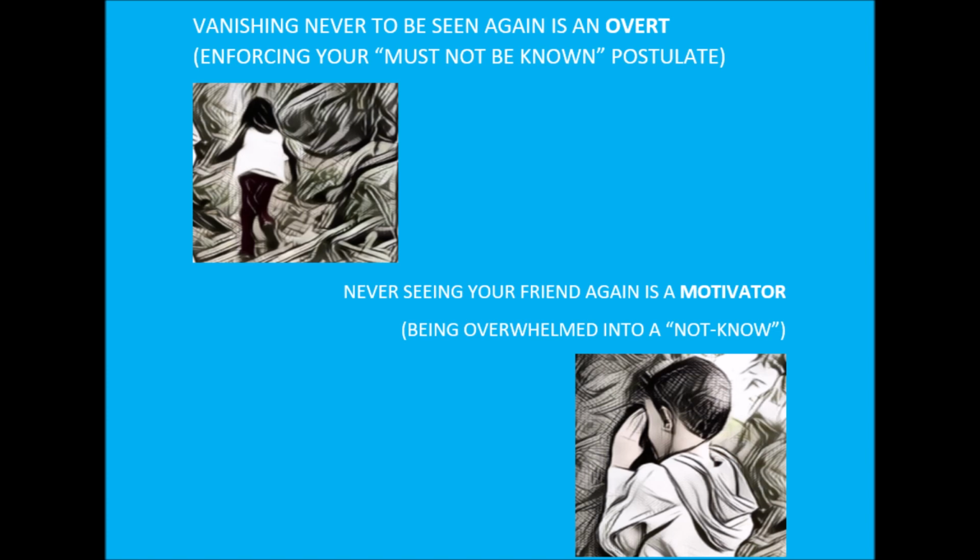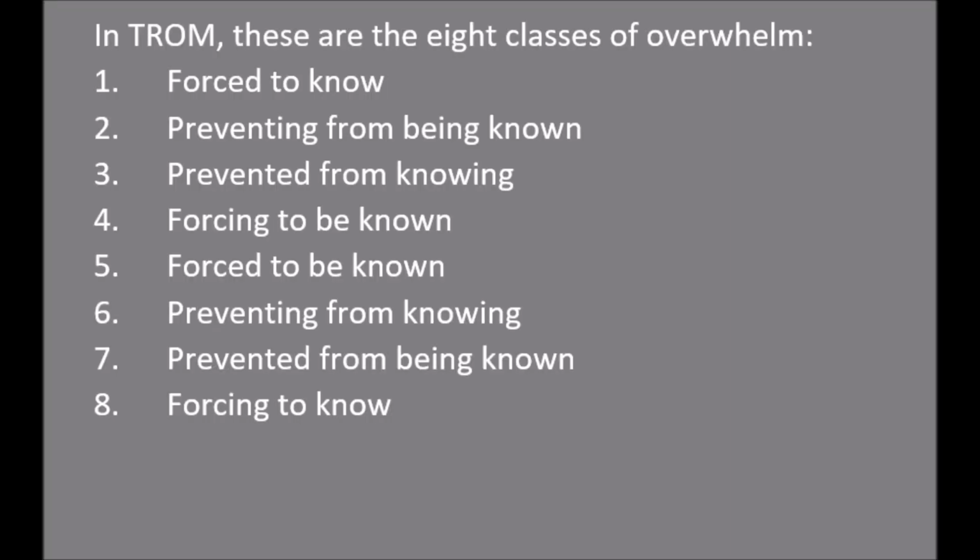In the case of the friend who turns the game serious by hiding so well you never find them, they commit an overt on you by enforcing their must not be known postulate. You now have a motivator. This may motivate you to commit an overt in the future, possibly one like the one committed on you. In TROM, we classify overwhelms as such: forced to know, preventing from being known, prevented from knowing, forcing to be known, forced to be known, preventing from knowing, prevented from being known, forcing to know.